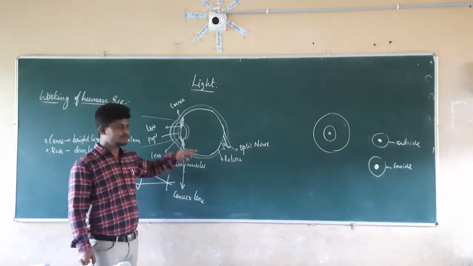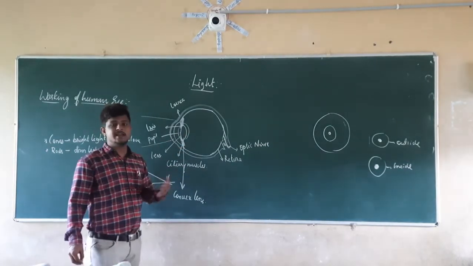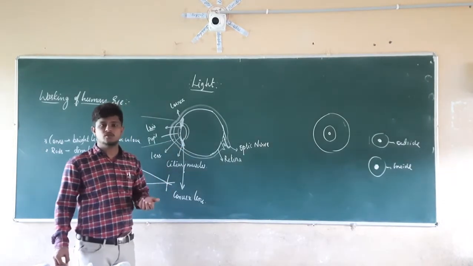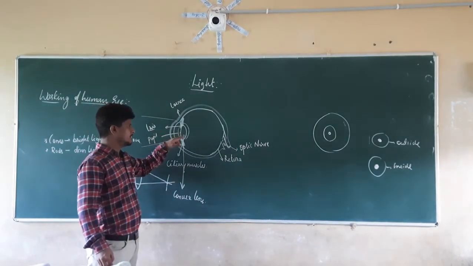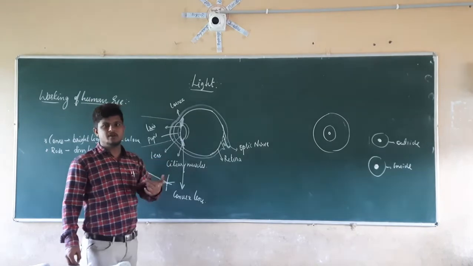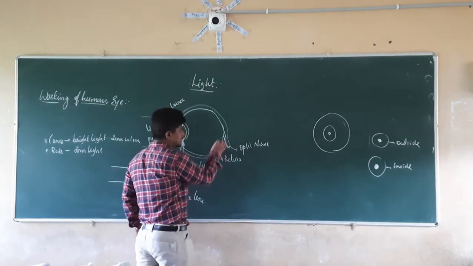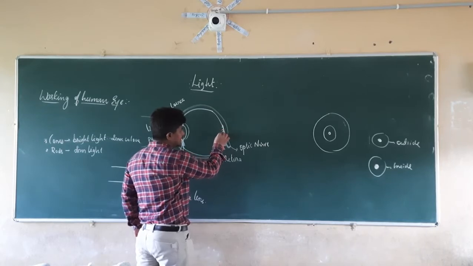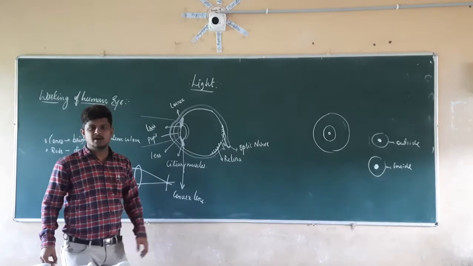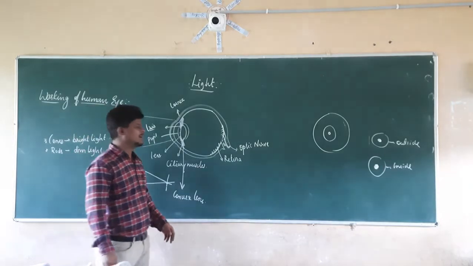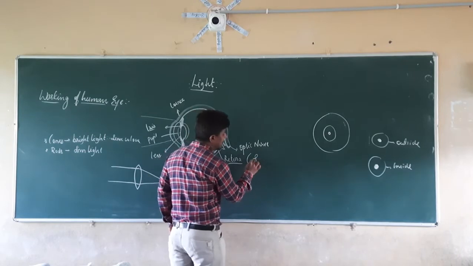Next, where is the image going to form? The light rays which enter here and are converged by this lens, where are they going to form the image? The lens forms the image on this whole thing, which works as the screen here. That component of the eye is nothing but the retina. The retina works as the screen here.